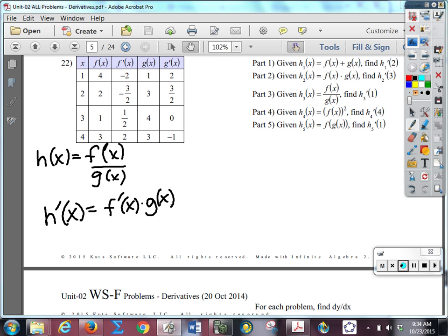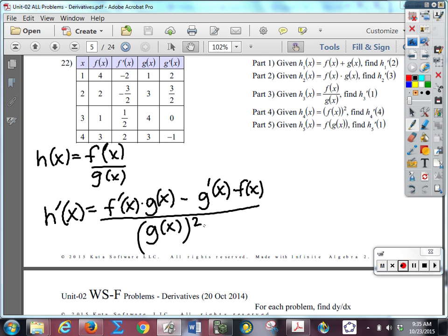You guys still do the low d high minus high d low? I know it's a good way to memorize it, but how I learned it in high school is the derivative of the first times the second minus the derivative of the second times the first, over the bottom squared. Which is the same thing. So there's low d high minus high derivative of the low over the low squared.